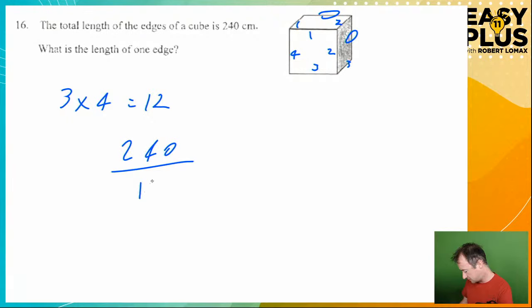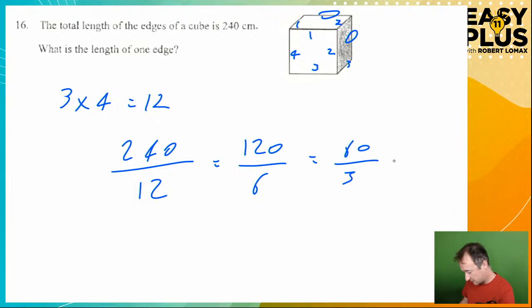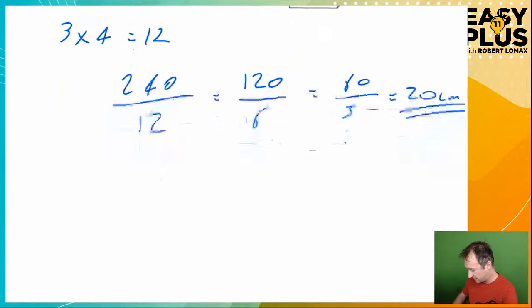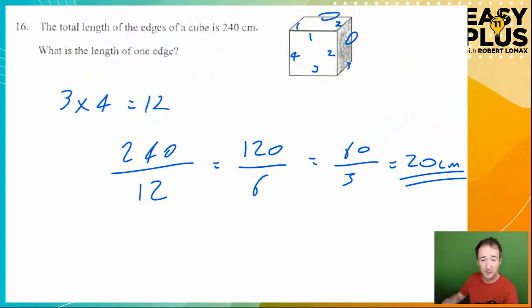240 divided by 12 equals, let's simplify it a bit just to make it nice and easy. So it's 100 and, whoops, this doesn't work. 120 divided by 6 equals 60 divided by 3 equals 20 centimeters. There we are. Simple as that. Really easy question, I think, but it's just to get you thinking about the different things we've dealt with. Volume, now we're dealing with lengths of edges.